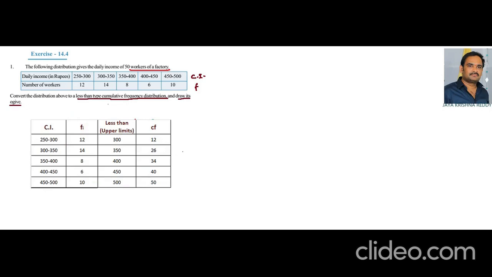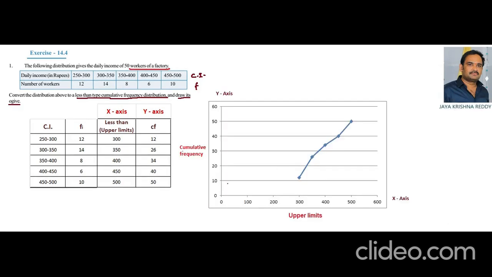To draw the less than type ogive, we have to take these less than values on the x-axis and the CF values on the y-axis. This is the less than type cumulative frequency distribution table, and now we are going to draw its ogive, the less than type ogive. This is the less than type ogive of the given data.